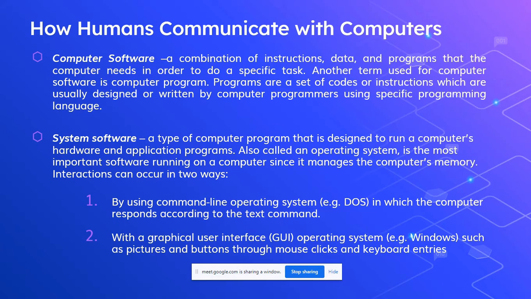So a computer software is a combination of instruction, data, and programs that the computer needs in order to do a specific task. Another term used for computer software is computer program. Programs are a set of codes or instructions which are usually designed or written by computer programmers using specific programming languages. So, computer software and computer hardware go hand in hand.